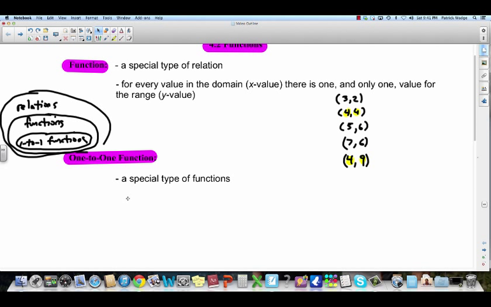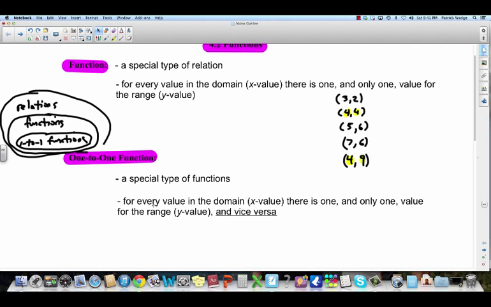And basically, it's almost like the same definition up here. For every value in the domain, x value, there's one and only one value in the range, y value, and vice versa. So this is more specific. In this case, every x value only has one y value associated with it, and also vice versa. Every y value also only has one x value associated with it.